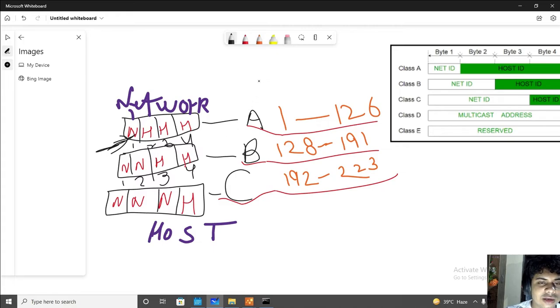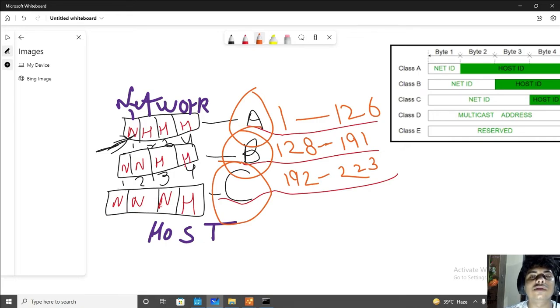So you can see that there is your class A, and in this class A you have only one octet for network and the others are for host. And in class B you have the first 2 octets for network and the others are reserved for host. And in class C, you can see that there are 3 octets which are reserved for network and one is reserved for only host.